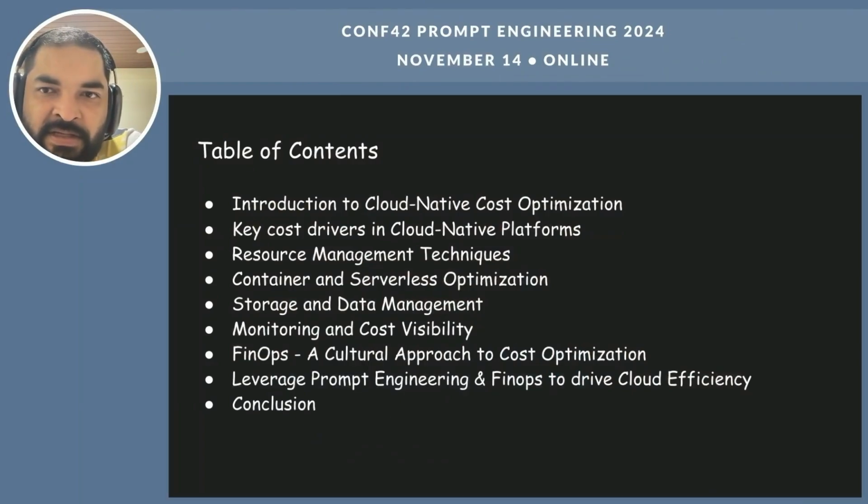Some introductions. I'll be going through what is cloud native cost optimization, what are some of the cost drivers in cloud native platforms, what are some of the resource management techniques, some container and serverless optimization, some storage and data management, monitoring and cost observability, what is FinOps, a cultural approach to cost optimization, and then I'll deep dive into leveraging prompt engineering and FinOps to drive cloud efficiency.